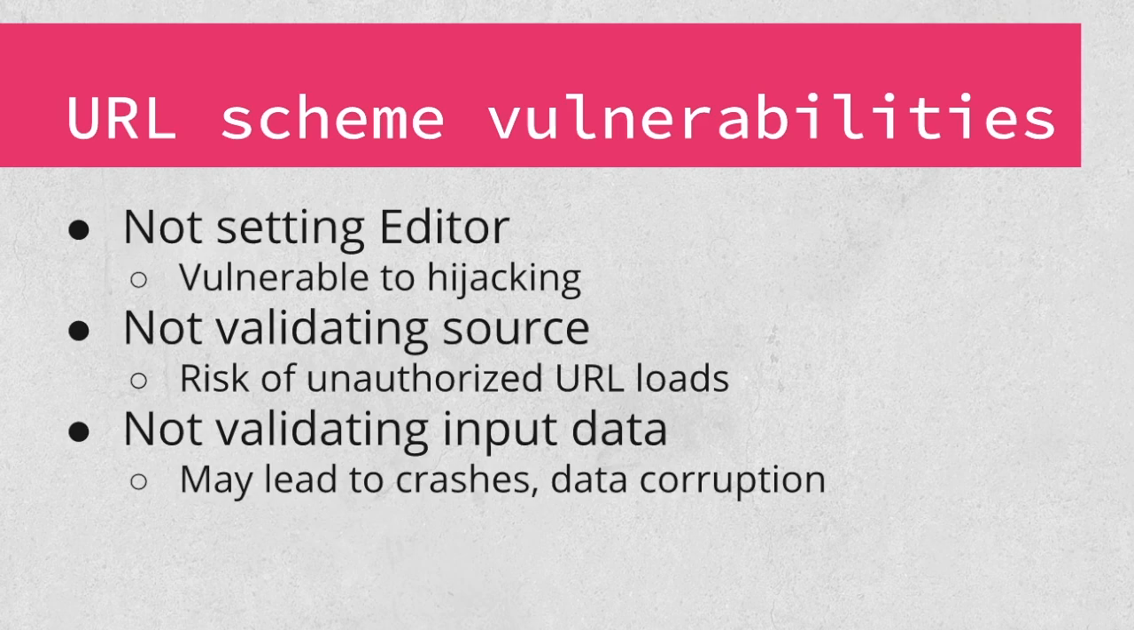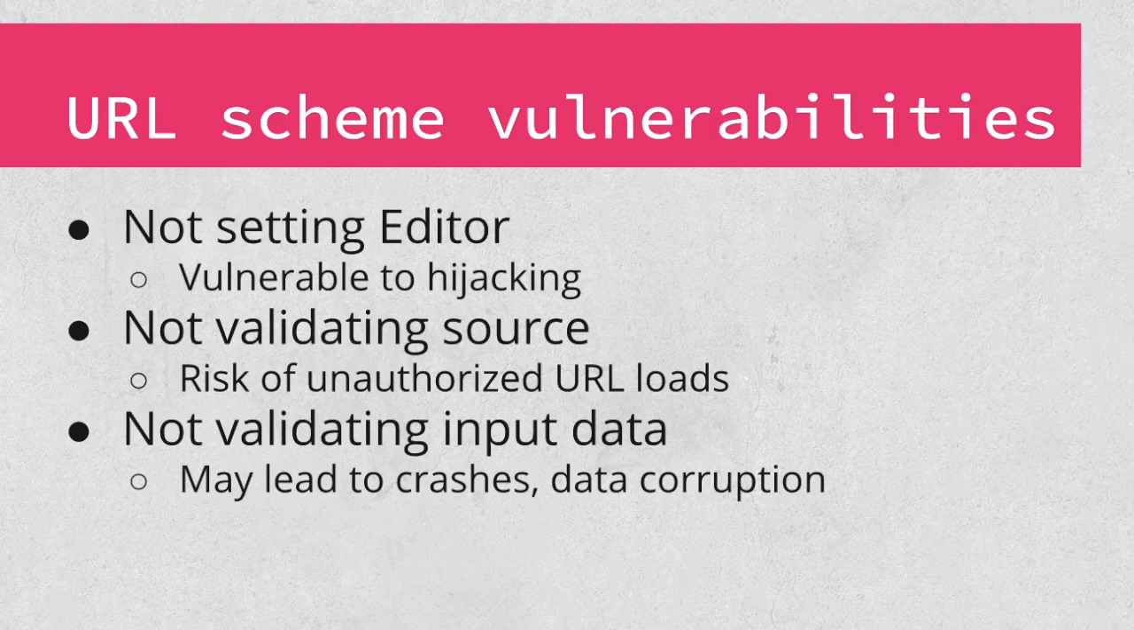Based on these issues, there are several vulnerabilities you can look for in applications that use URL schemes to receive data. Remember how an application's URL scheme has a role associated with it? It turns out that iOS uses this role to decide what app to launch if there are multiple installed apps that have registered the same scheme. If only one of those apps has the editor role, that app will be given priority over the others.